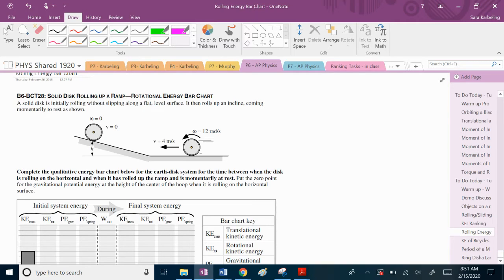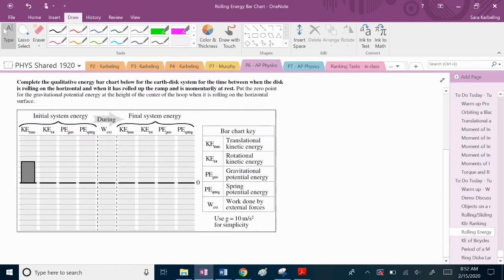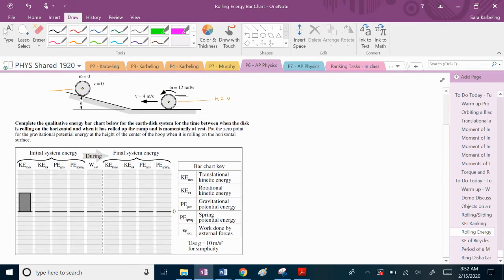It says to put h equals 0 at the height of the center of the hoop when it's rolling on the horizontal surface. So this is h equals 0. And then our height over here is going to be something above 0. It gives us an initial translational kinetic energy value to work from. We need to figure out first, if this thing is rolling, it's got translational kinetic energy. We know that because it's got a translational velocity. We need to know how much rotational kinetic energy it has relative to its initial translational.